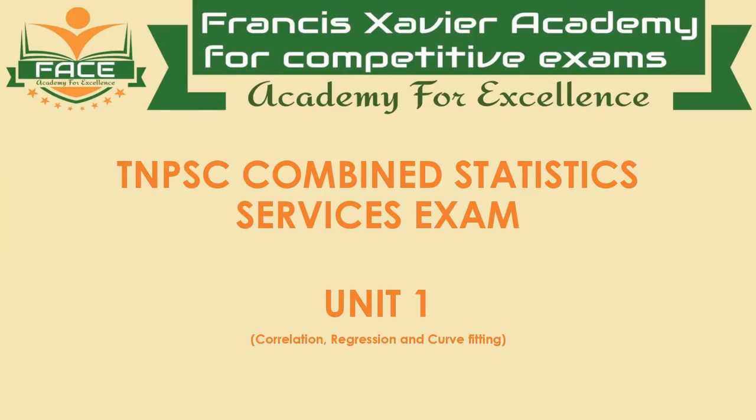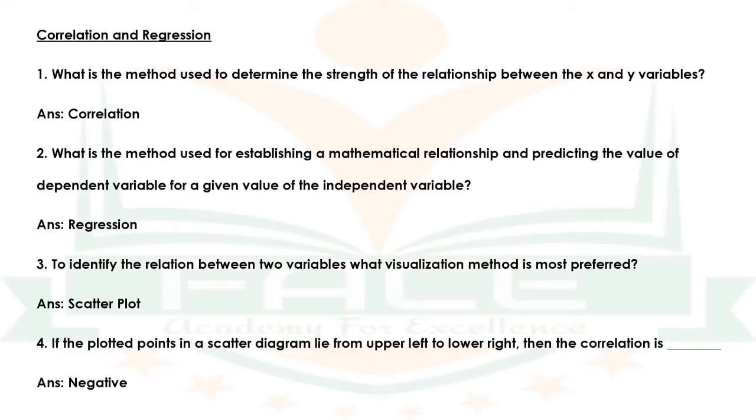TNPSC Combined Statistics Services Exam Model Questions from Unit 1. Questions related to correlation, regression and curve fitting. Question number 1. What is the method used to determine the strength of the relationship between the x and y variables? The answer is correlation.